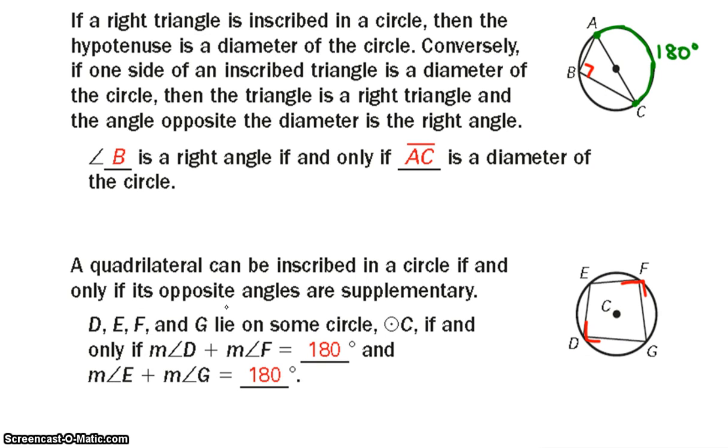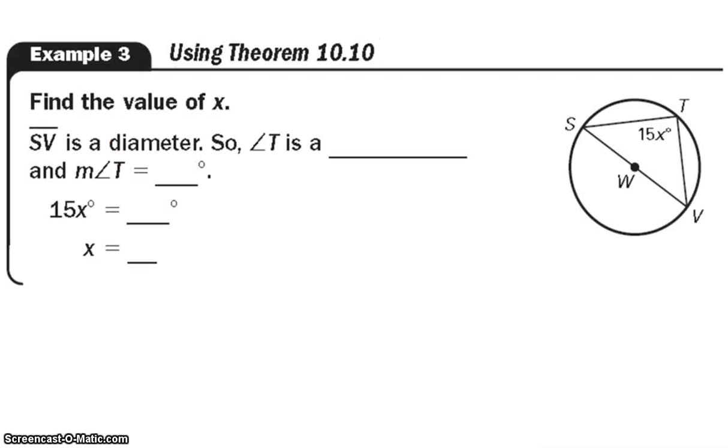So a quadrilateral can be inscribed in a circle if and only if its opposite angles are supplementary. So we can say if the angles are supplementary, then the quadrilateral is inscribed. If the quadrilateral is inscribed, then the angles must be supplementary. So let's put that into practice.